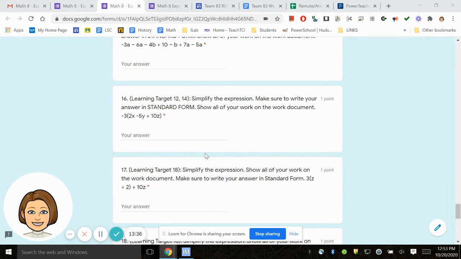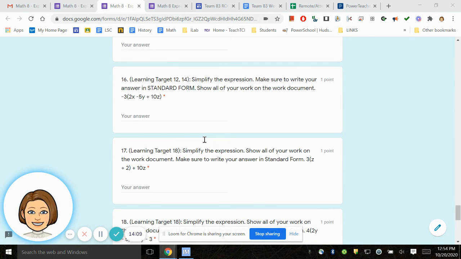Number 16, simplify the expression. Make sure to write your answer in standard form. Show all of your work on the work document. Here, you're going to distribute. Use the distributive property to everything in this group. Again, if you need to combine like terms, you combine like terms after that, and then put it in standard form as your final answer. Negative 3 times the quantity of 2x minus 5y plus 10z. Think about distributive property and everything in the group. Watch your signs.